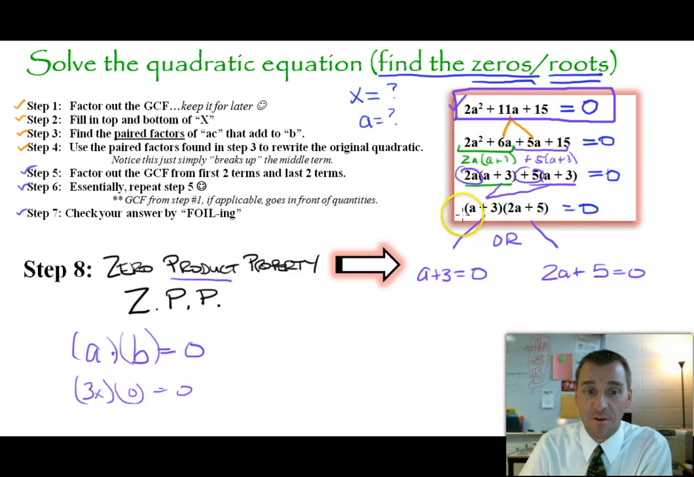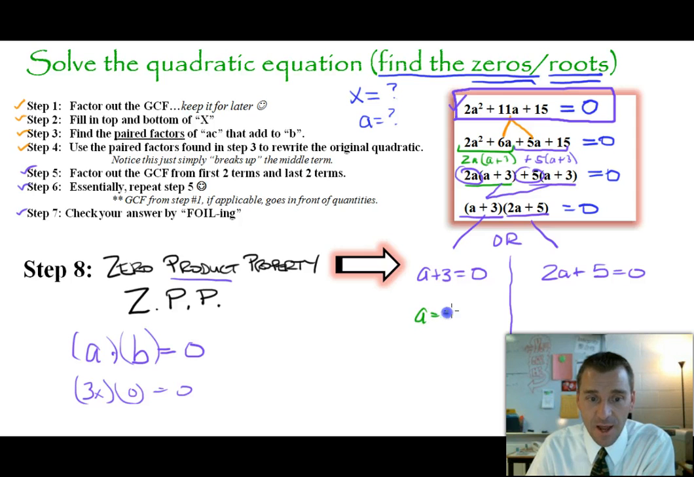So I take this first binomial, set it equal to 0. I take the second binomial and set that one equal to 0. And all I've done is create two very simple equations, where I just go back to pre-algebra and solve these equations by subtracting 3. So I get A equals -3. So there's one of my solutions.